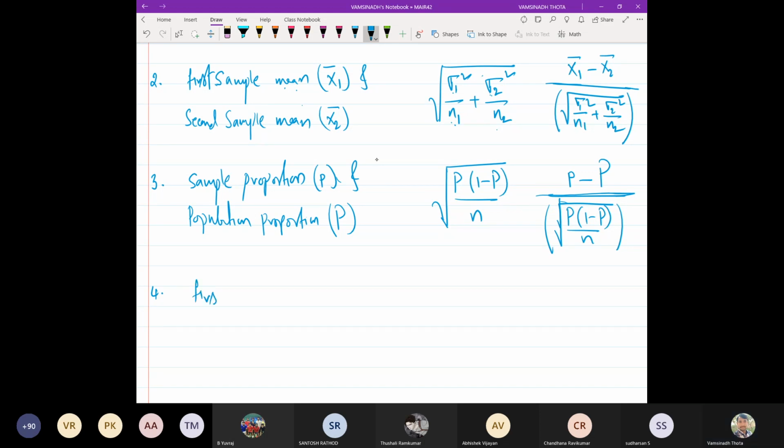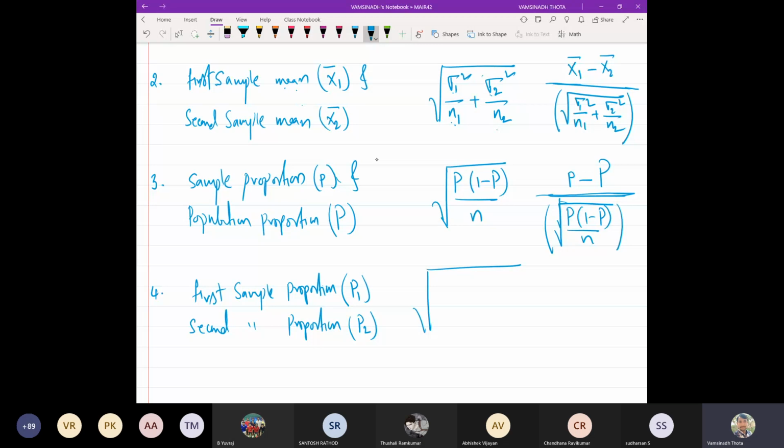That is, first sample proportion, it may be represented with small p1, and second sample proportion, let me represent with small p2. Okay. So in this case, what is the standard error? The standard error is given to be capital P1 times 1 minus capital P1. Some textbooks write capital Q1. Okay. And make a note of it.